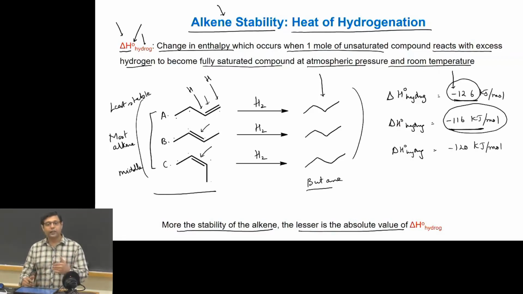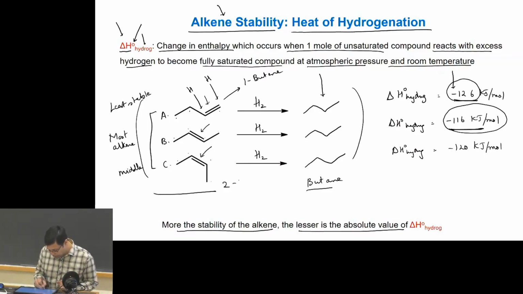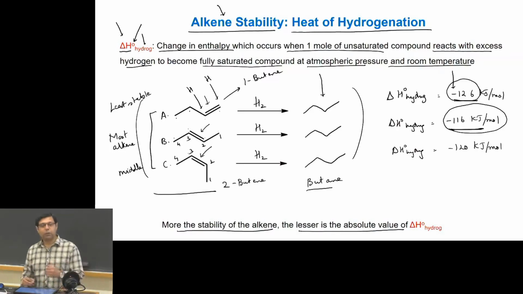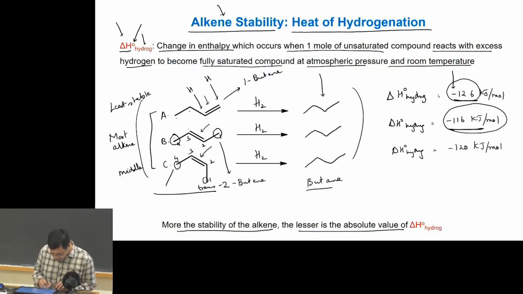So let's first take a look at the difference between molecules A, B, and C. Molecule A, if I name it, will be 1-butene. Molecules B and C both are 2-butenes. 1, 2, 3, 4, 1, 2, 3, 4. The double bond is starting at position number 2 for both B and C. So both are 2-butenes, but B is trans-2-butene. As you can see, the groups are on opposite sides. C is cis-2-butene.